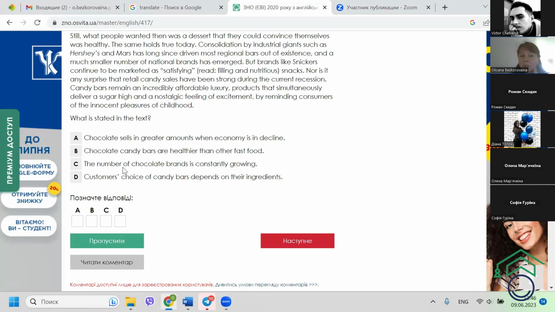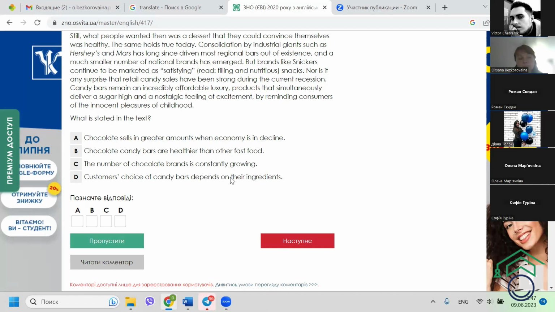The number of chocolate brands is constantly growing. Количество шоколадных брендов, торгівельних марок, да? Постійно growing, constantly постійно зростає, да, постійно зростає. Так.